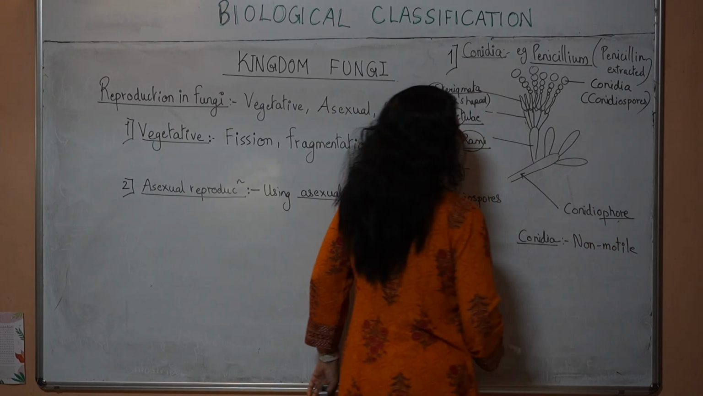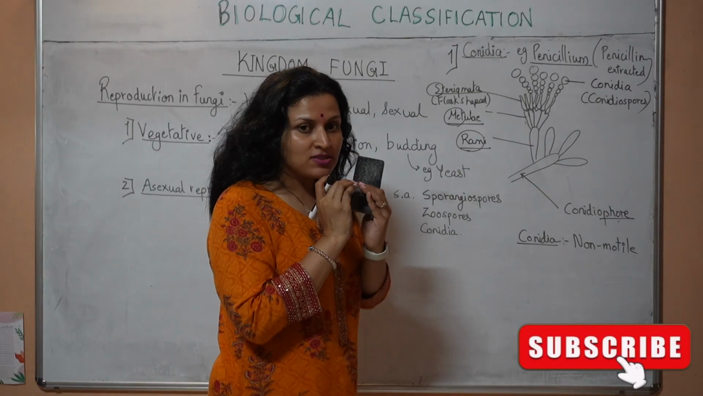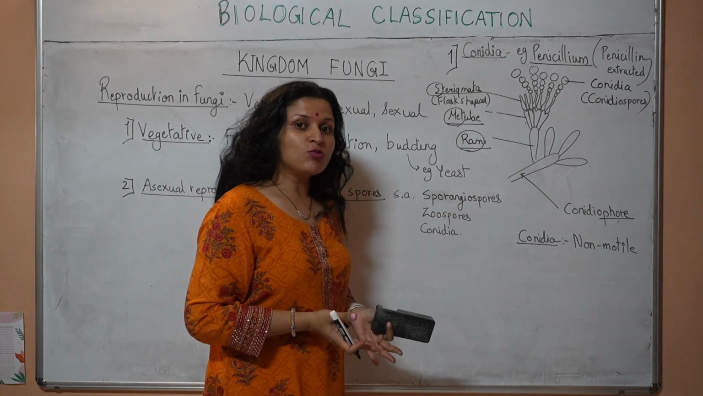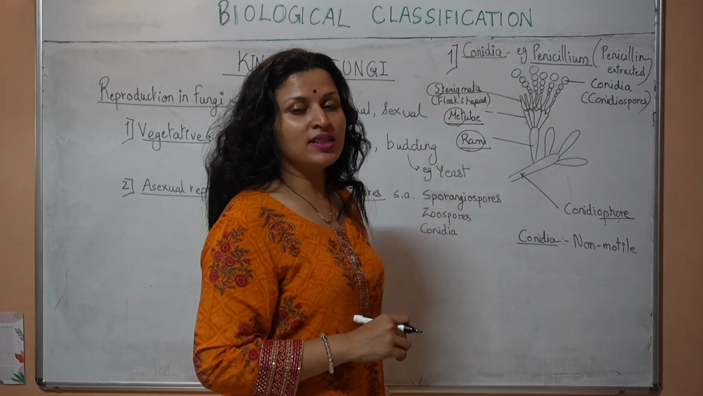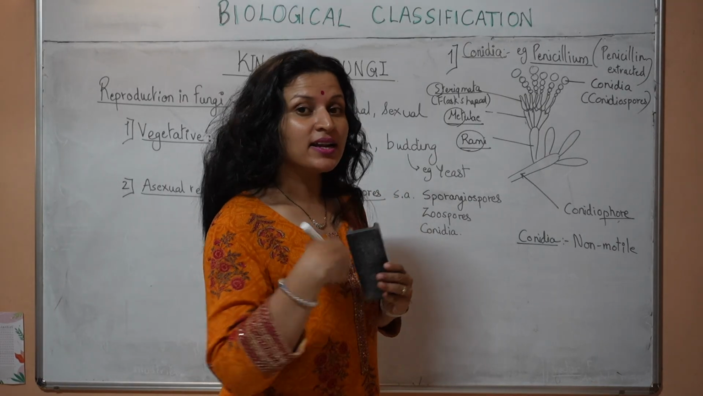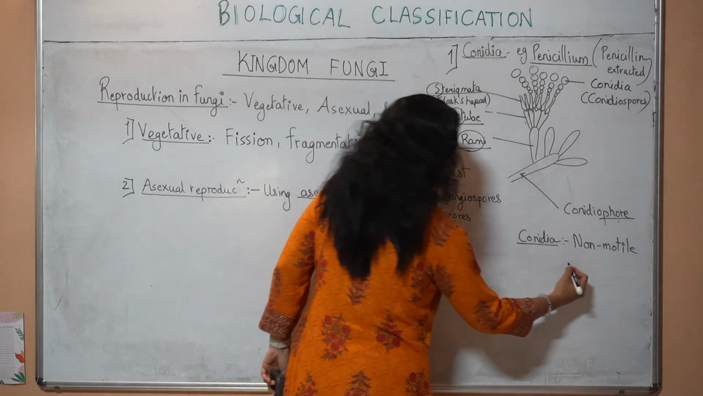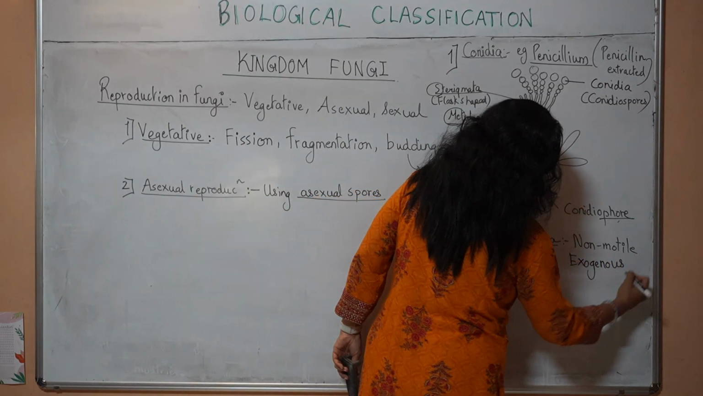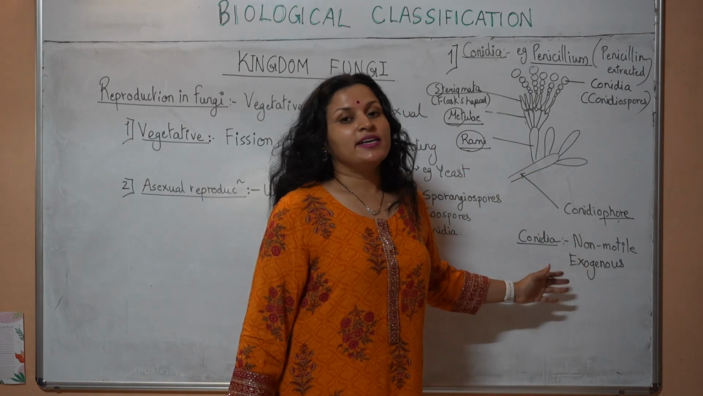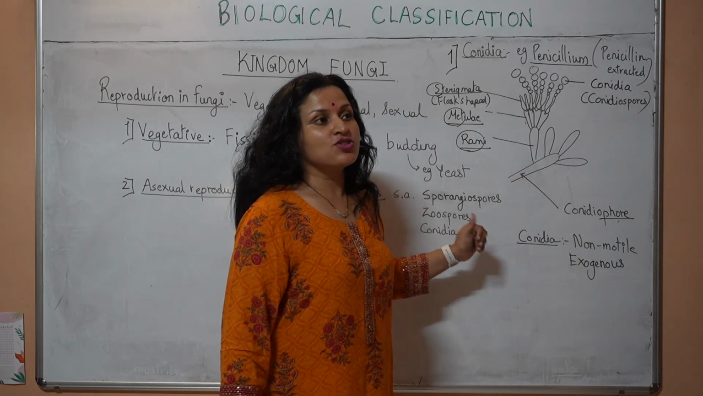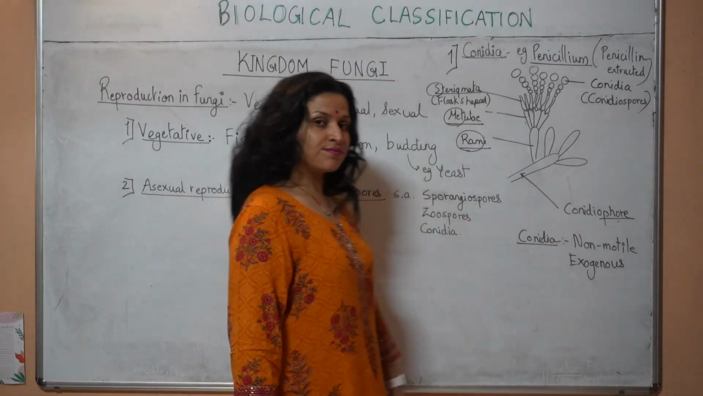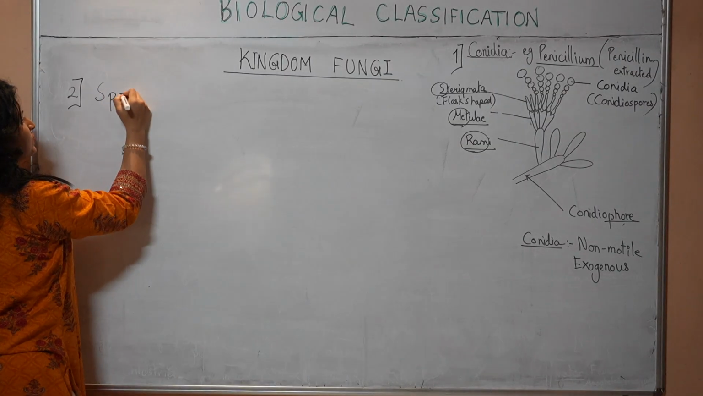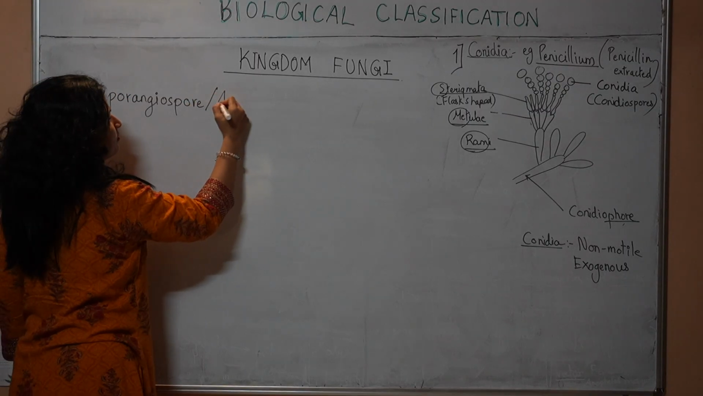If I have to describe the conidia or conidiospores, I can call them motile or non-motile. Non-motile. Are they endogenous inside a structure like in Rhizopus, or are they outside, exogenous? They are not endogenous, they are exogenous in nature. Conidia are non-motile and exogenous asexual spores. Okay? The second type of asexual spore is sporangiospore, also called aplanospore.